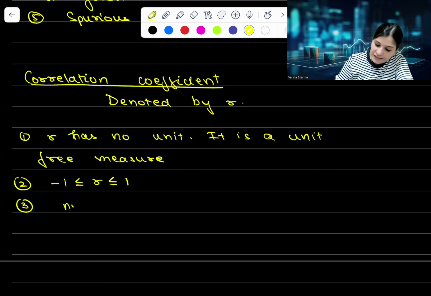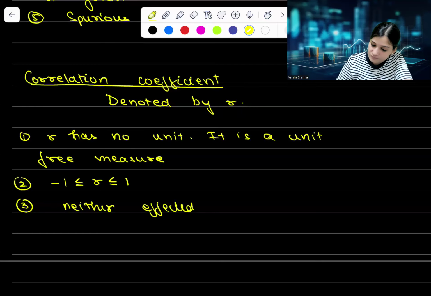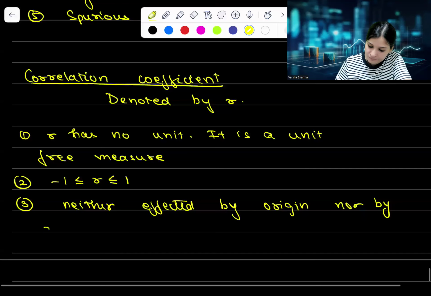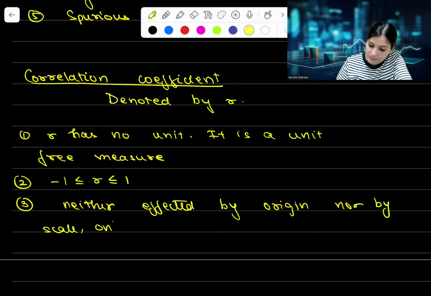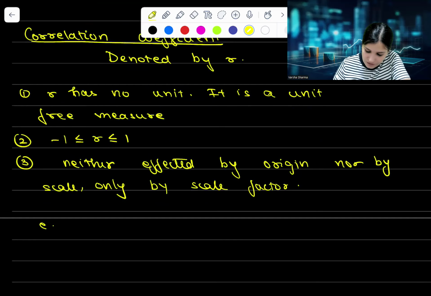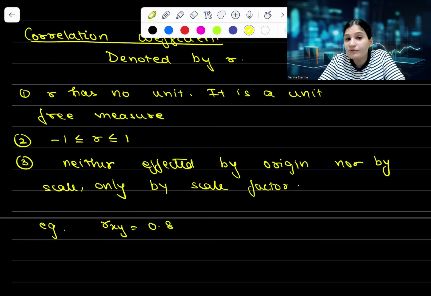Third, neither affected by origin nor by scale, only by scale factor. Now, what do I mean? Understand, now this is very important. For example, correlation between x and y is 0.8. The maximum value of R is 1, and R we have got 0.8.